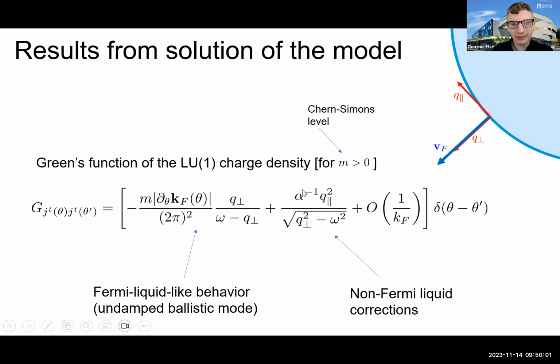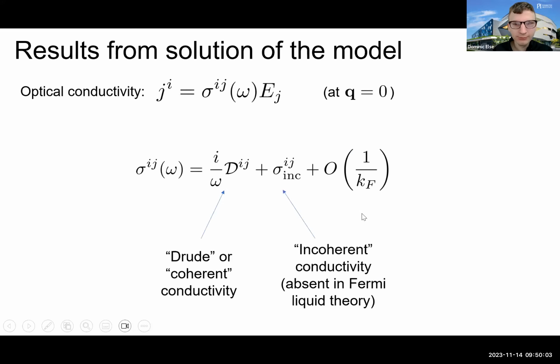So this is the non-Fermi liquid behavior. And another interesting thing to look at is the optical conductivity. This is where you apply a background electric field and measure the current, and you do it at q equals 0, but as a function of omega. And so you get these two kinds of terms.